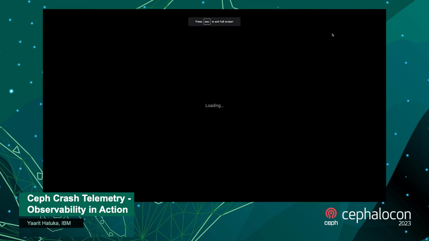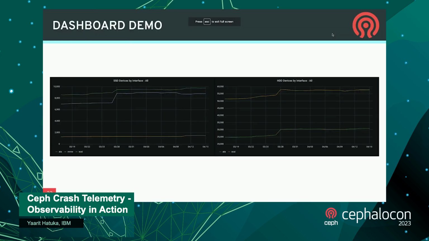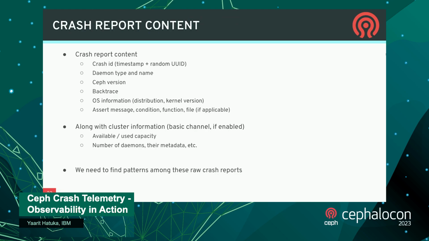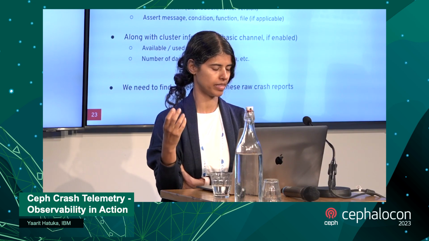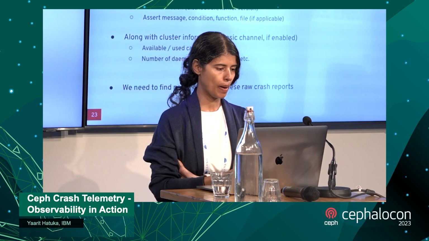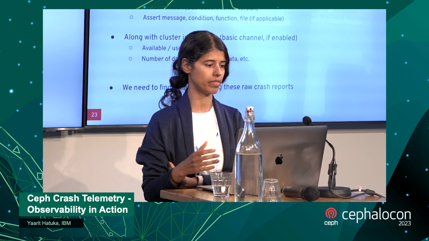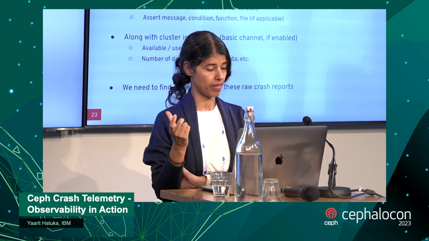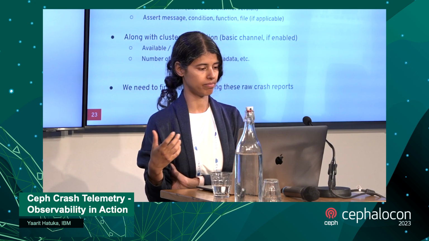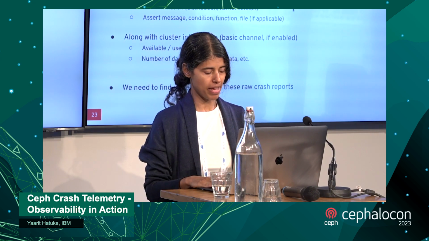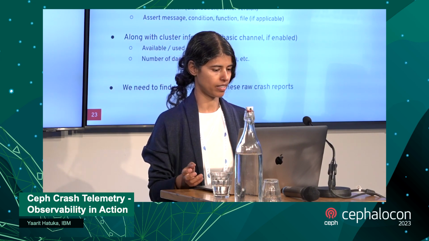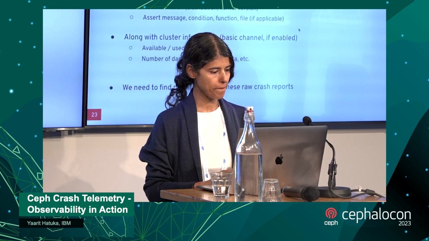All right. Now let's talk about the crashes. The crash report contains the crash ID that's reported in the cluster itself, the daemon type and name, the Ceph version, the backtrace, some information about the OS, the kernel version. We have an assert message and condition and function, if applicable.